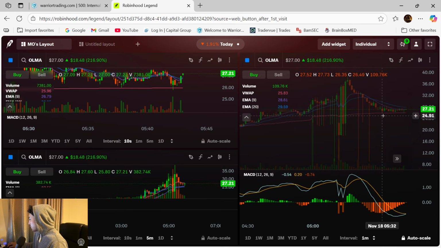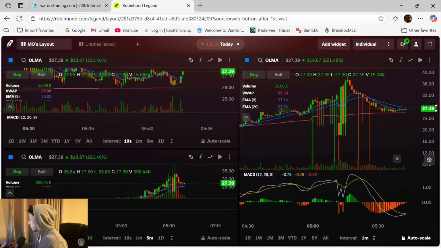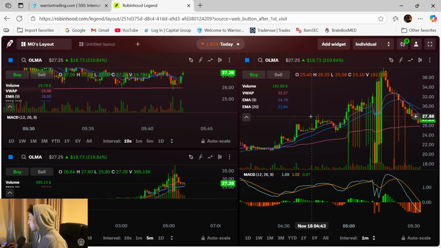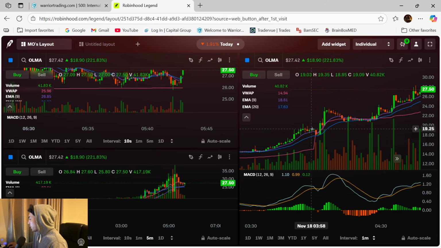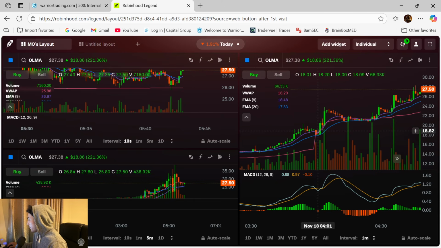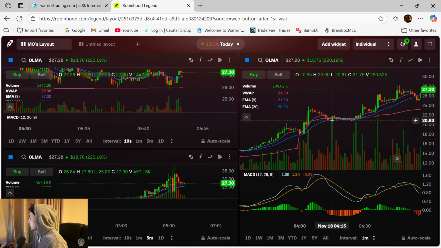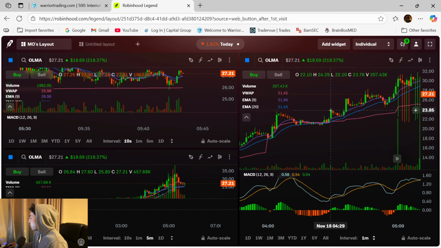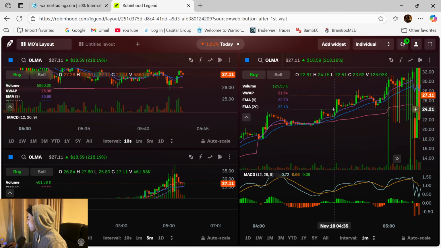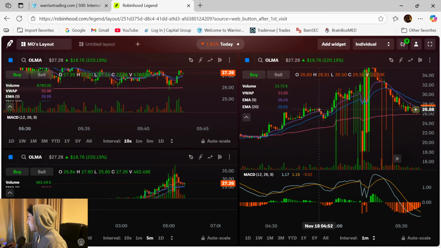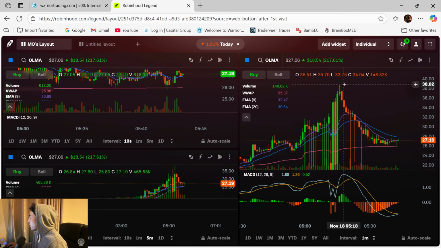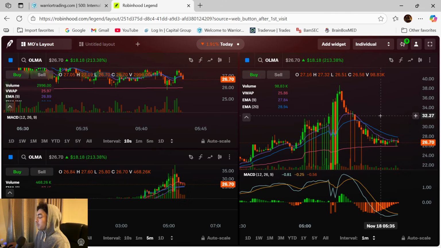I don't know why it's doing that. Okay, that's weird. Anyways, we were up first thing in the morning, 4 a.m. OLMA came up on the scanner. It was already going down, $18, rips through after 2 minutes after 4 a.m. up to $20, $23, consolidates within $21, breaks up to 23, 24 again, 26, and then it makes its high all the way up to 38 and dumps back to 27.